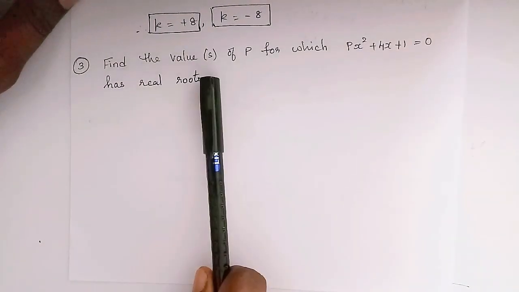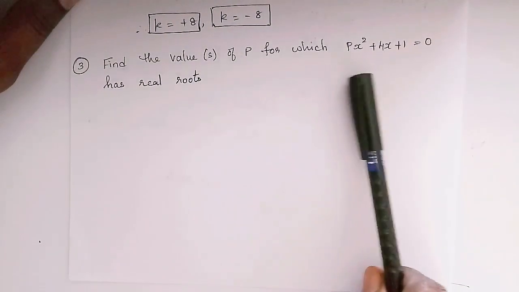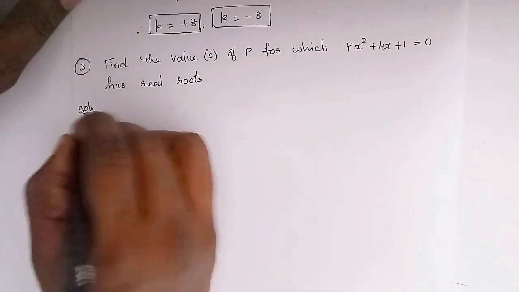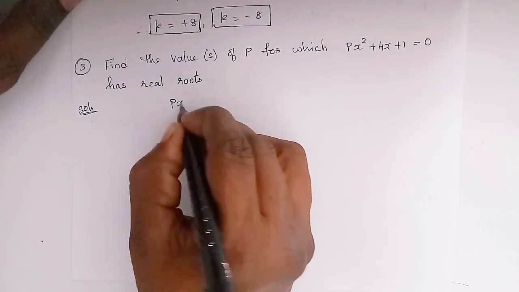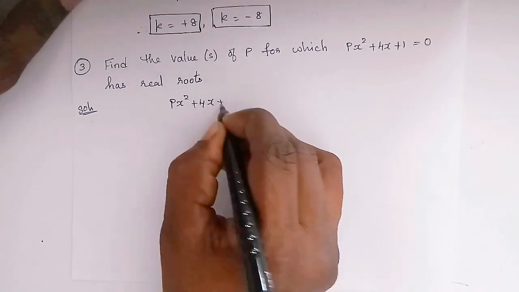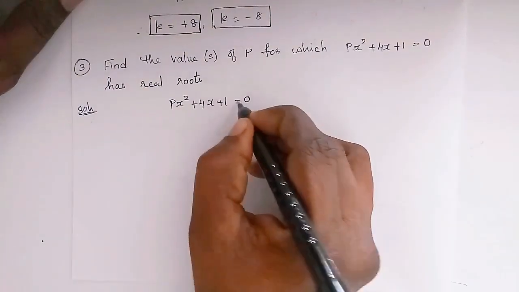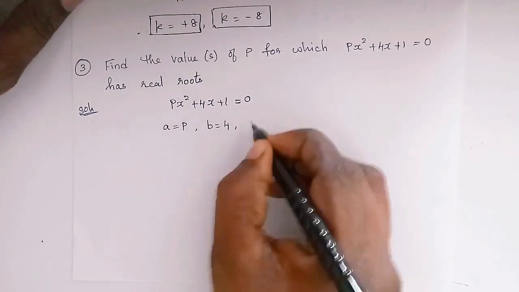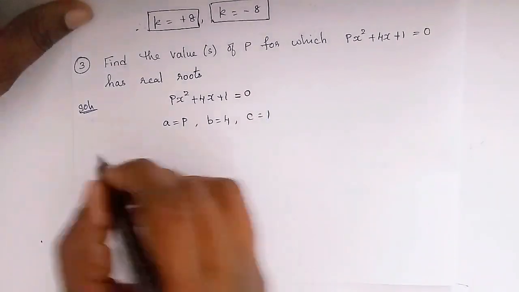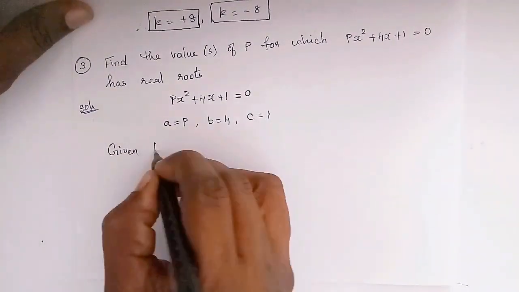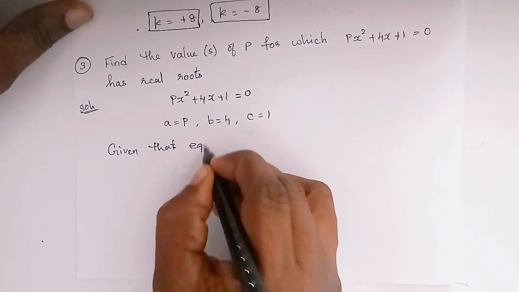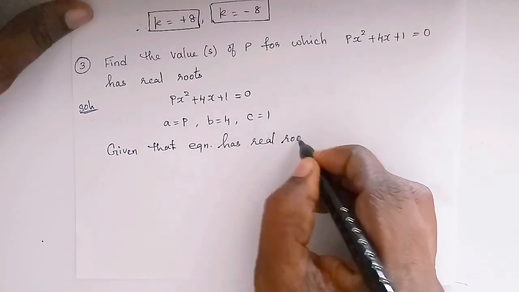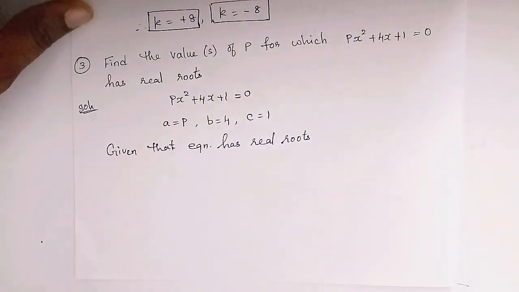Find the value or values of p for which px square plus 4x plus 1 equal to 0 has real roots. Now we will start the problem by comparing the equation px square plus 4x plus 1 equal to 0 with the general equation. We will get a equal to p, b equal to 4 and c equal to 1. Here it is given that the equation has real roots.